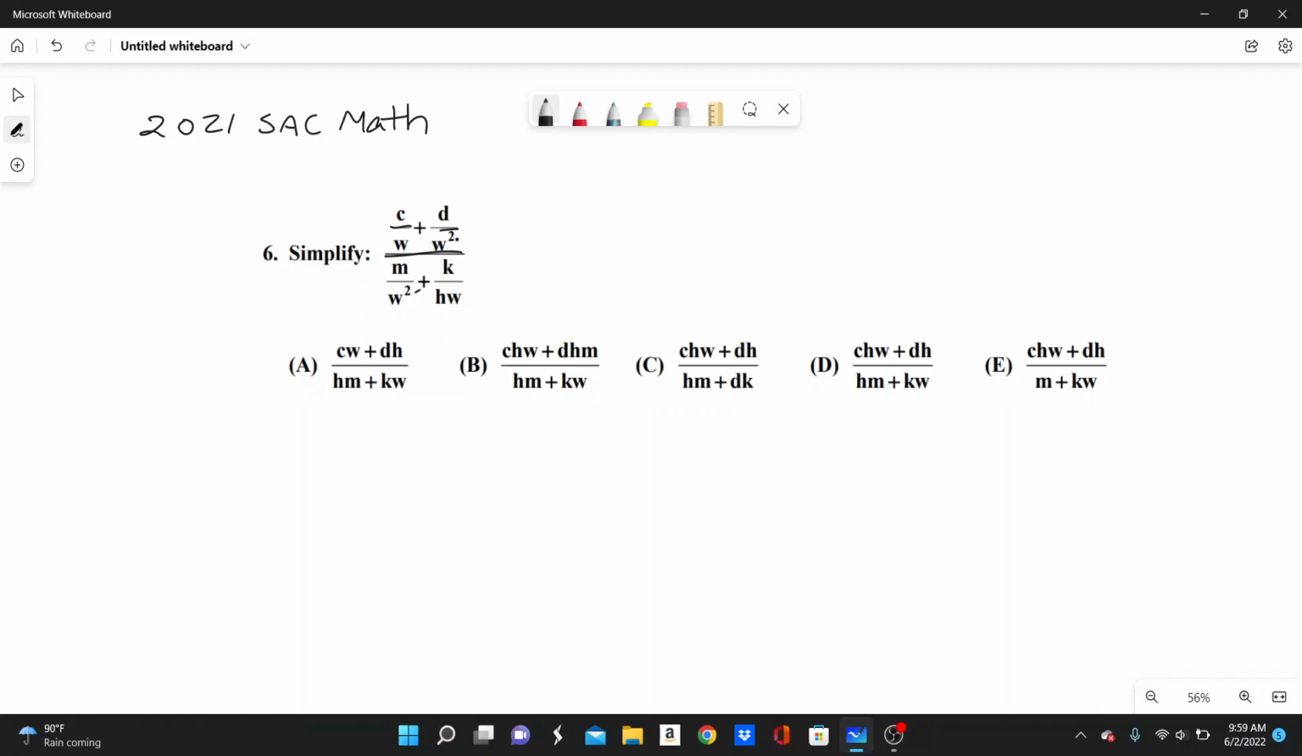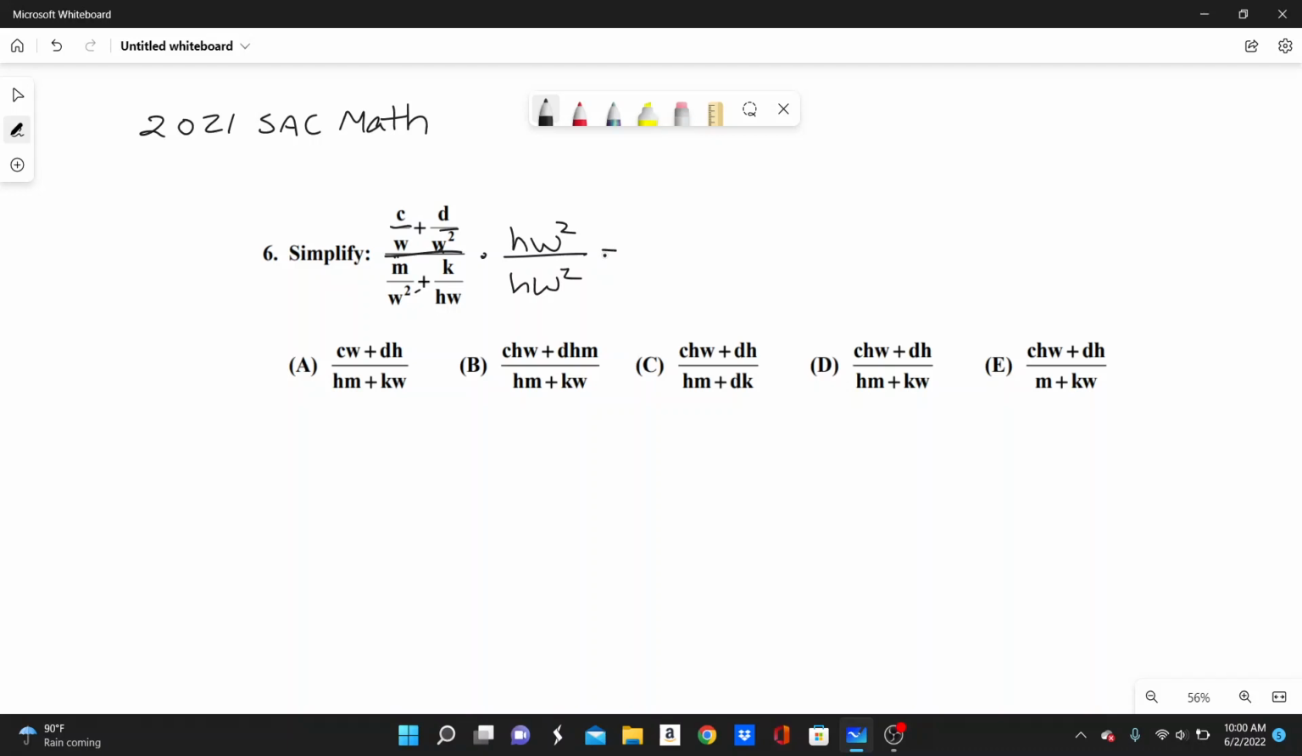And the way we can get rid of that is by multiplying by something that will get rid of them. So I'm going to look at all these denominators. So I have w squared, and hw. And I'm going to multiply by something that will cancel all of them. So what I'm going to do, I'm going to multiply by hw squared. And of course, I have to multiply by that in the bottom so that our fraction stays equivalent.